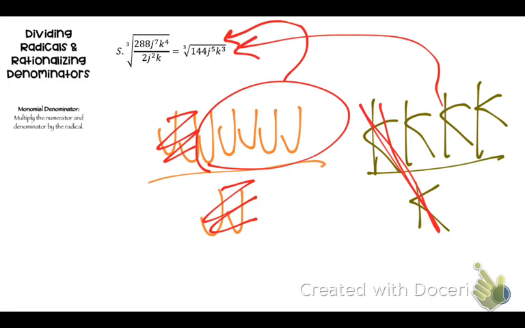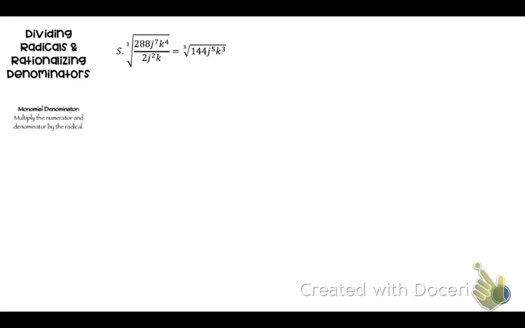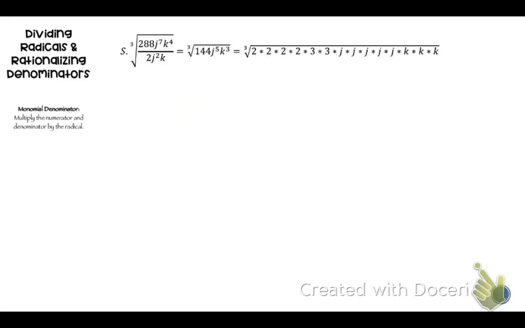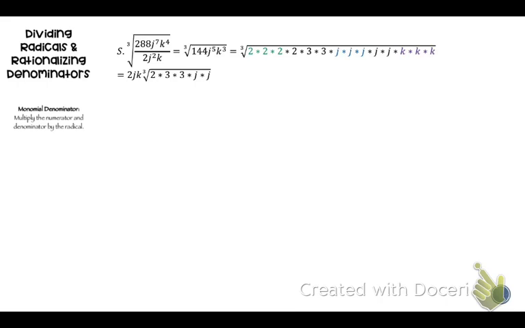Okay. Now we can just simplify this. So 144 is 2 times 2 times 2 times 2 times 3 times 3. I wrote out all those j's and all the k's, and then I'm looking for groups of 3. So I have 3 2's, I have 3 j's, and I have 3 k's. So I can pull out the 2jk. I'm left with 2 times 3 times 3 times j times j. Well, 2 times 3 is 6, times 3 is 18. So that's 18j squared on the inside.